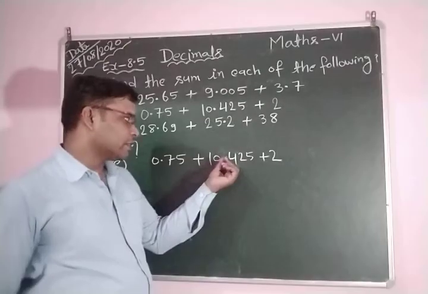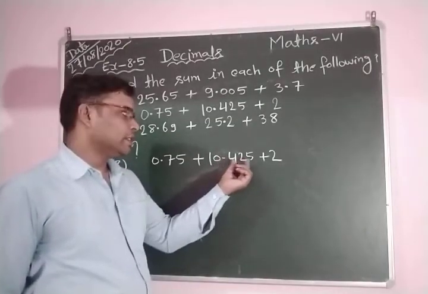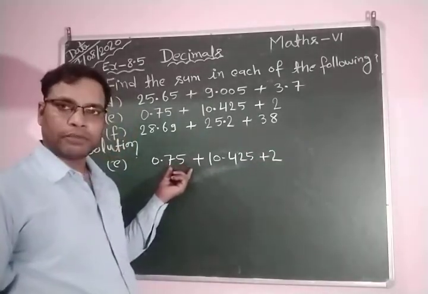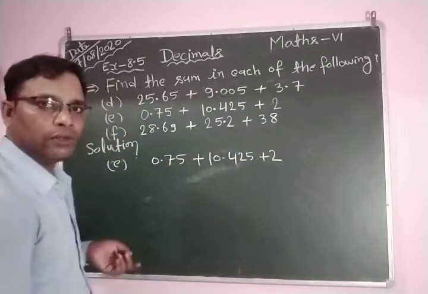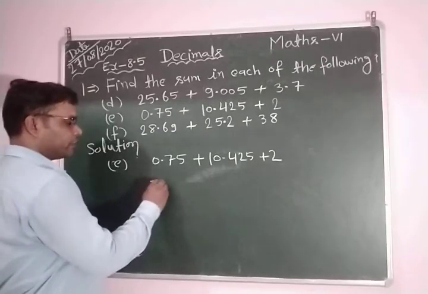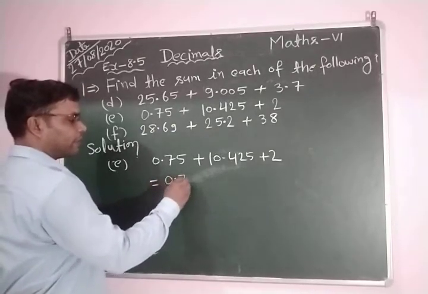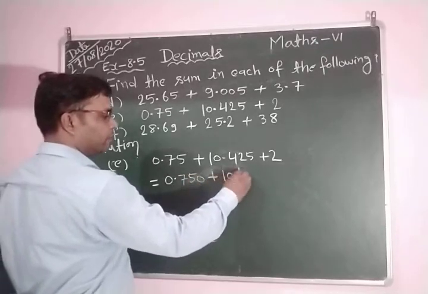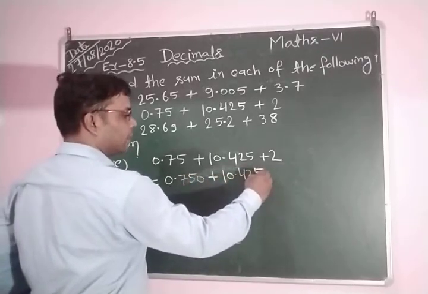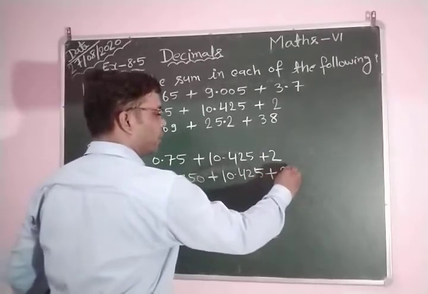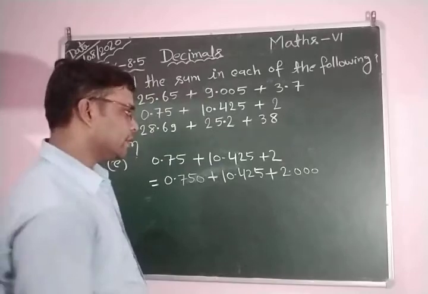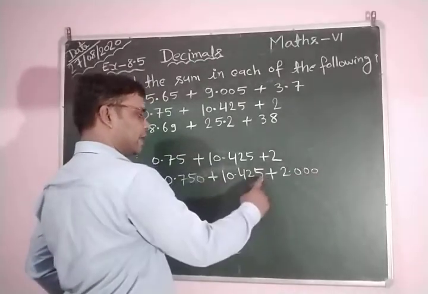Here you can see 3 digits after the decimal point. So we make 3 digits after the decimal point here, and here also. So how to make them? First we write here 0.750, again here 10.425 plus 2.000.